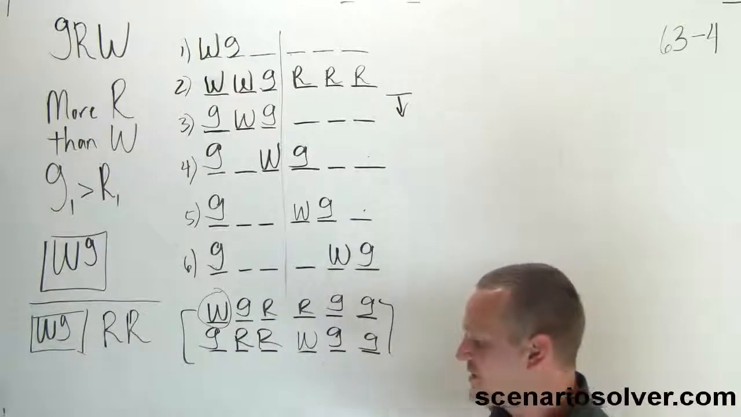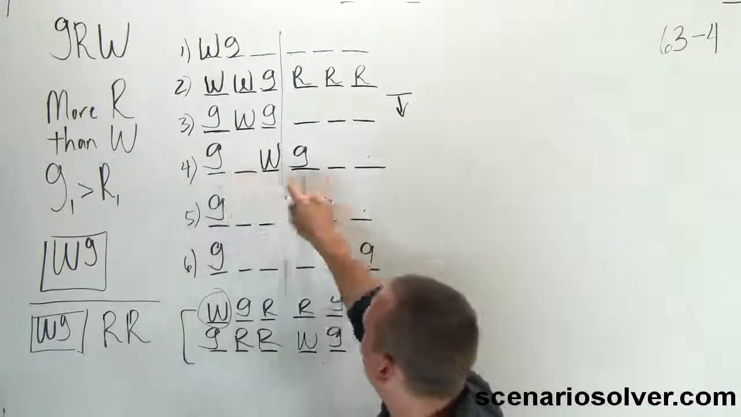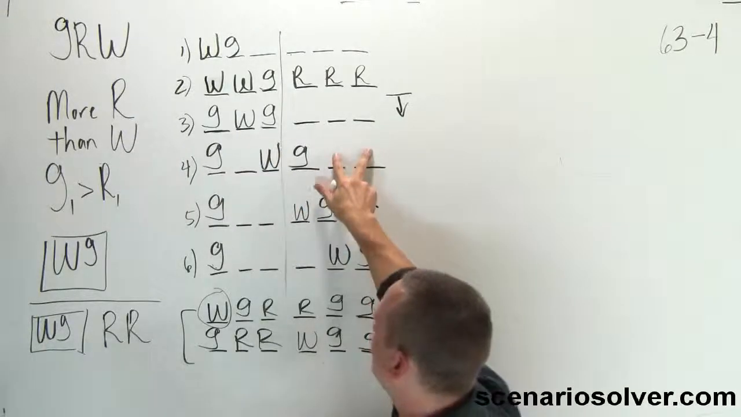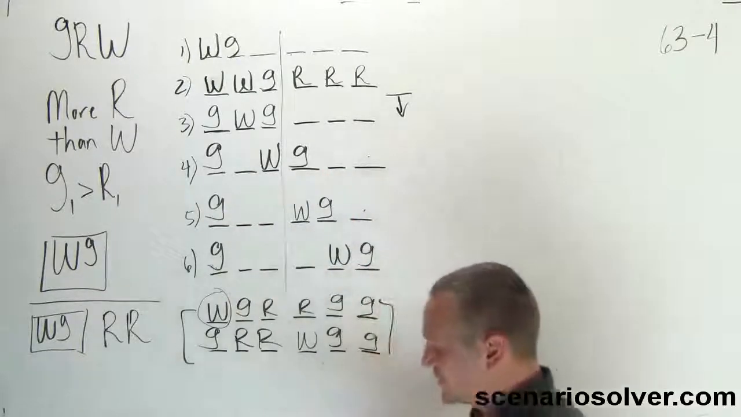Let's look at C. There is a red ball in a box that is lower than 4. Well, in this one right here, we could put a G here and 2 R's, and we would not have to have a red that's lower than 4, so that falls out.